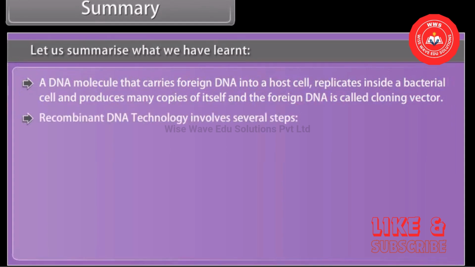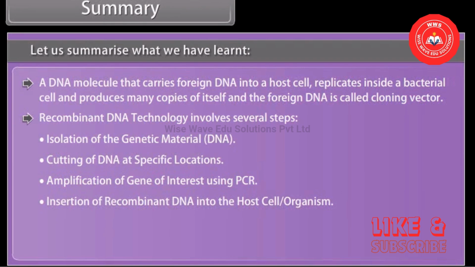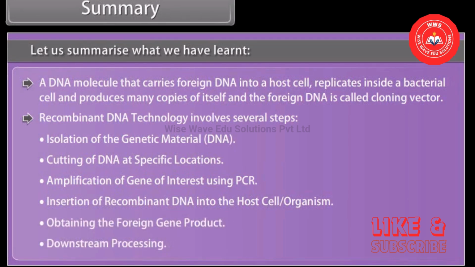Recombinant DNA technology involves several steps: isolation of the genetic material, DNA; cutting of DNA at specific locations; amplification of the gene of interest using PCR; insertion of recombinant DNA into the host cell organism; obtaining the foreign gene product; downstream processing.